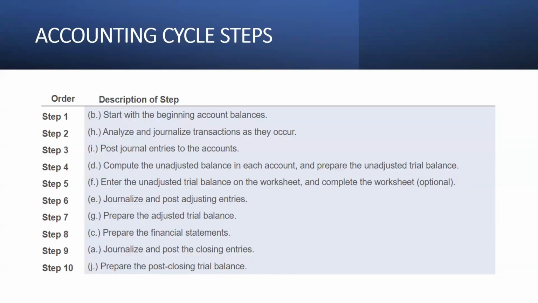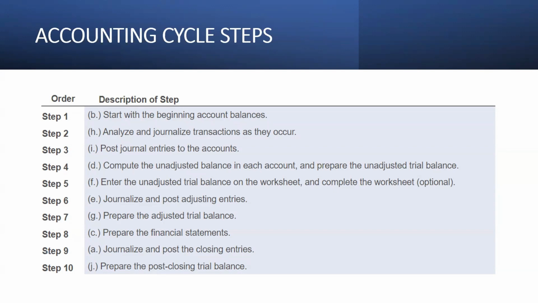Step 1, you start with the beginning account balance. Step 2, analyze and journalize transactions as they occur. 3, post journal entries to the accounts. 4, compute the unadjusted balance in each account and prepare the unadjusted trial balance. 5, enter the unadjusted trial balance on the worksheet and complete the worksheet. 6, journalize and post adjusting entries.